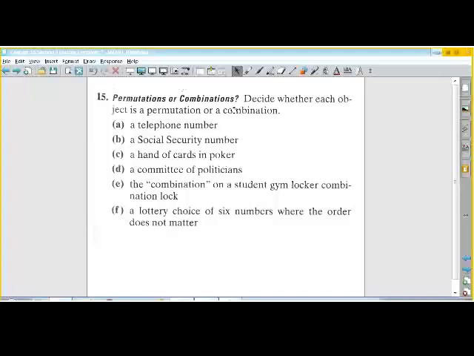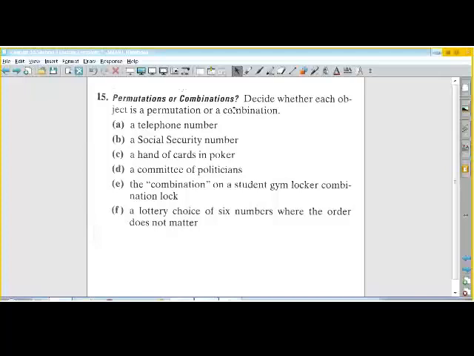A committee, well, that one's obvious. Anytime you see committee, it's a combination. See, that's the thing here. They use this as an example: just because they use the word combination doesn't mean it's a combination, because they're different meanings. So with a student's gym lock or combination lock, obviously the order of the numbers is important, and so this would be a permutation.